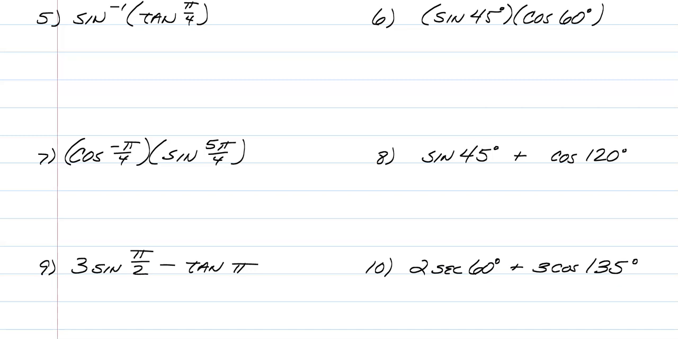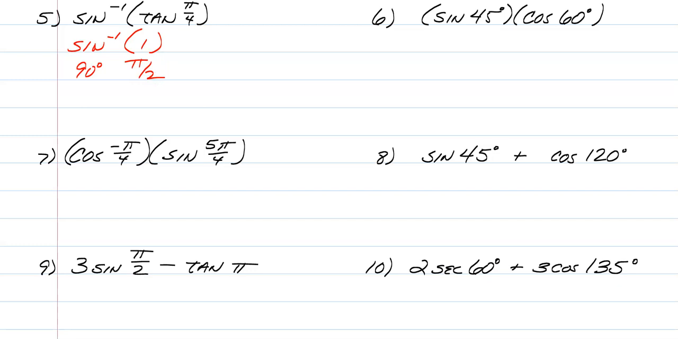On to number 5. Number 5 says, what is the inverse sine of tangent of pi over 4? Well, the tangent of pi over 4 is 1. So what is inverse sine of 1? So where is the y value 1? And that is at 90 degrees, also known as pi over 2.